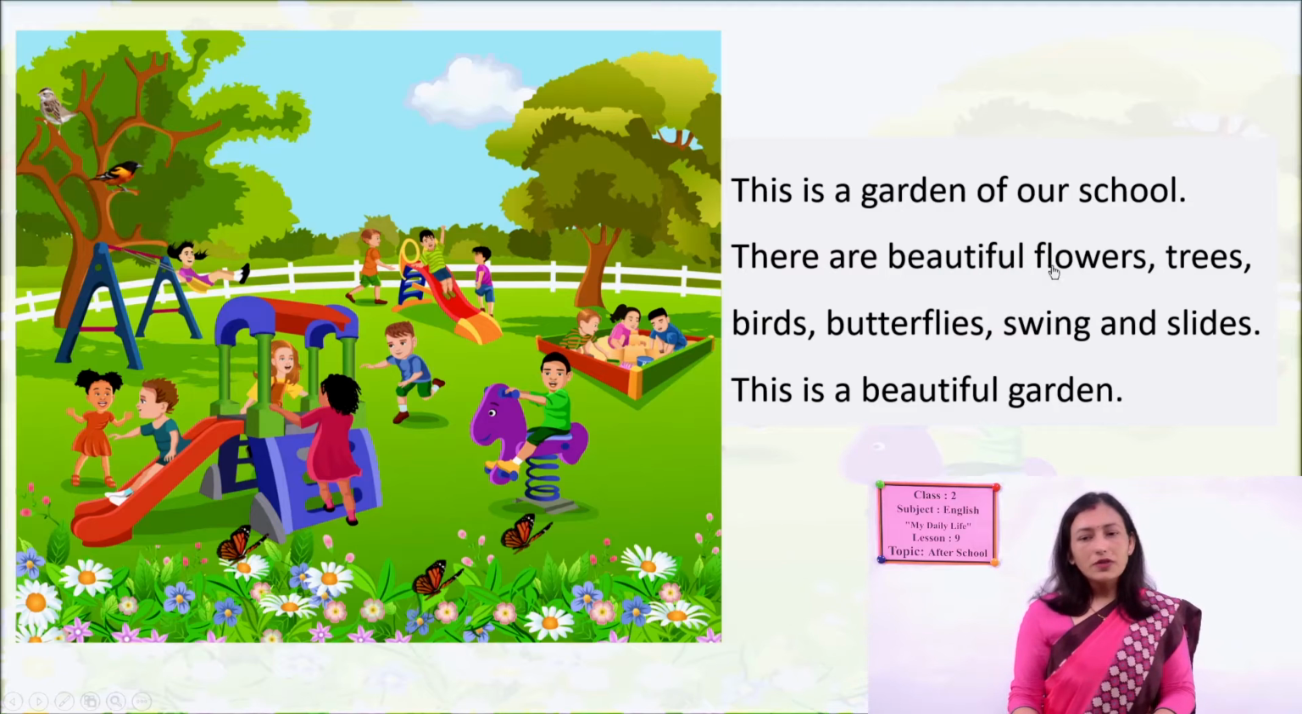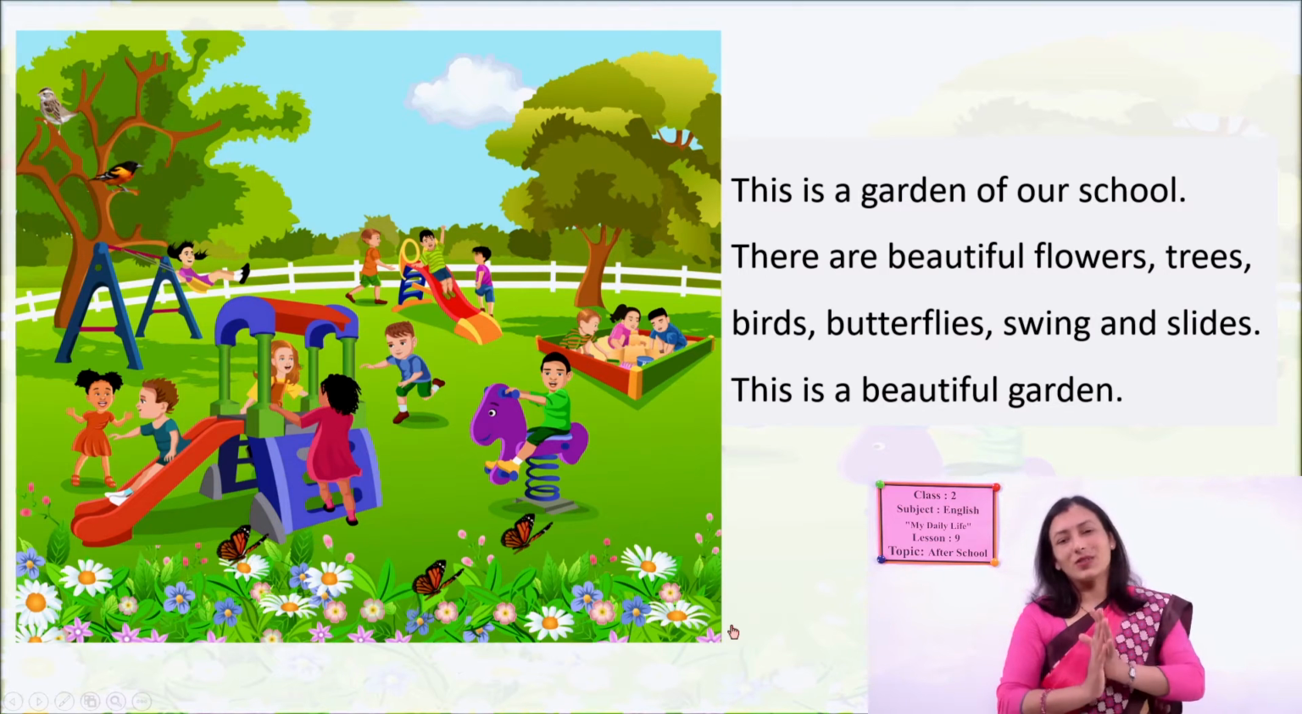There are beautiful flowers, trees, birds, butterflies, swing and slides. And what are there between the words? You can see here. Look, comma, yes, flowers, comma, trees, comma, birds, yes, also comma, butterflies. If you have forgotten to put comma over here. And slides and full stop. And here again the first letter of the sentence is capital. This is a beautiful garden. Full stop. Yes? Have you done? Very good, dear students.